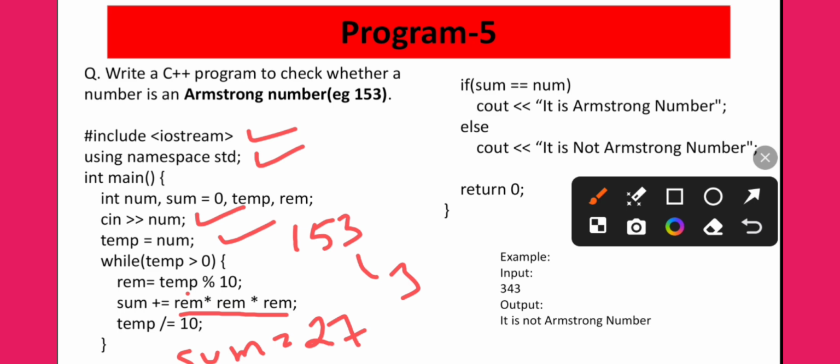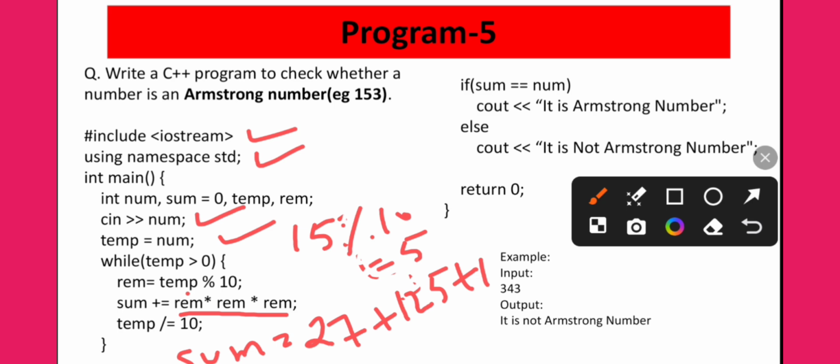Then next time we will divide the number by 10. So 153 divided by 10, the integer part will become only 15. Now if we want to separate 5 from that number, we find the modulo 10, so we will have the 5. Now we find the 5 cube, that is 125. Next time when we divide 15 by 10, we will have only 1, so we will find the 1 cube.